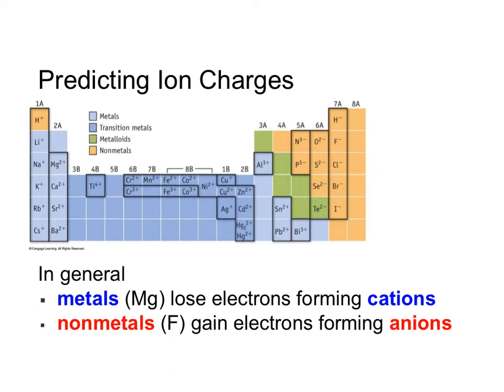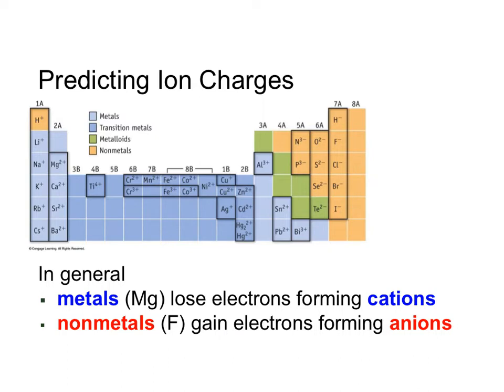We can also see a pattern starting to form. Our group 1 metals tend to form charges of 1+. Our group 2 metals tend to form charges of 2+. Transition metals, however, are not quite as easily predicted. Our group 5 nonmetals tend to form -3 ions. Our group 6 nonmetals tend to form -2 ions. And our group 7 nonmetals, as well as hydrogen, can form -1 ions.